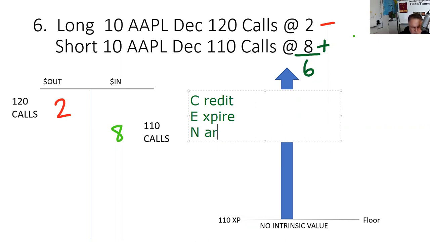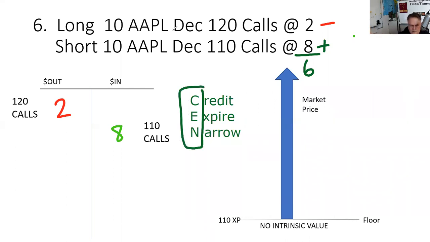We want the difference in the premiums to narrow. What we're spreading is the difference in the premiums. I want to be able to close this out and make some money. So good news: once you get credit, expire, narrow, those always go together. There's no circumstance on the exam where that isn't how it goes. If it was a debit, it would be debit, exercise, widen.